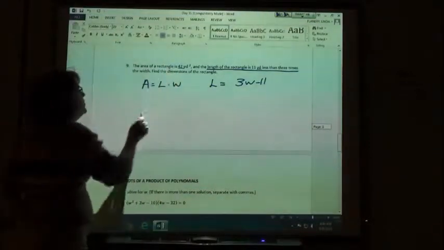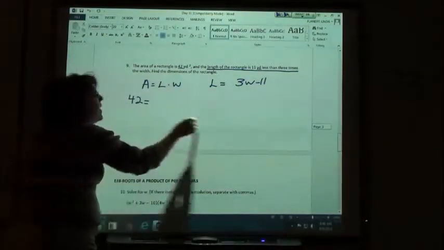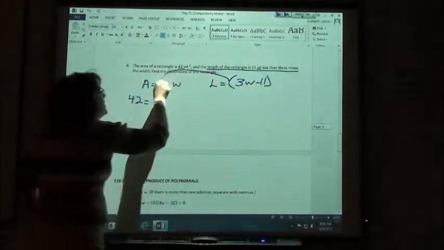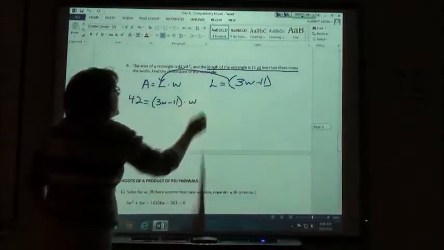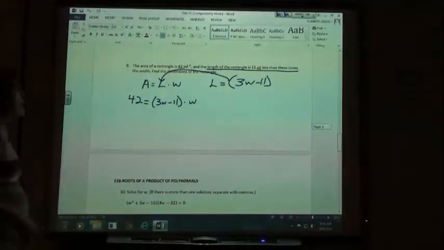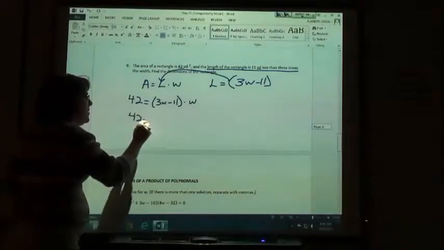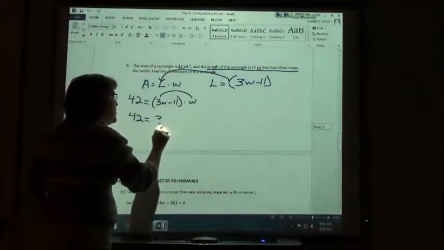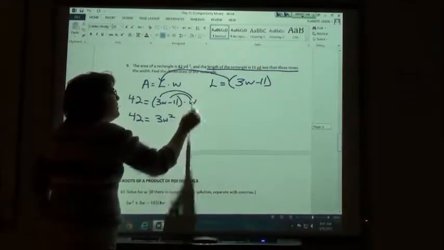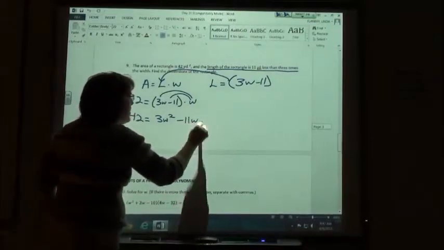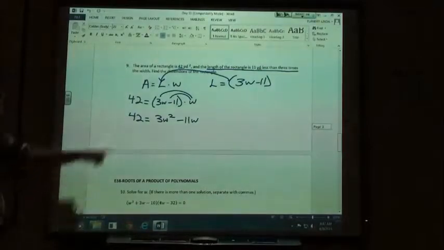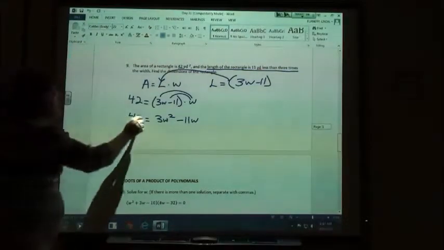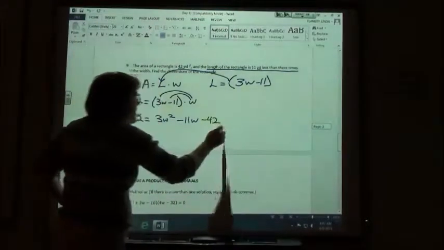So again, we can substitute in. 42 is the area, 3w minus 11 is my length, and I'm going to take that times my width. So again, using my distributive property, 3w times w is 3w squared, negative 11 times w, negative 11w. And again, we're working with a quadratic expression. We need to have it equal to 0, so we're going to move our 42 to the other side. And then we can solve by factoring.